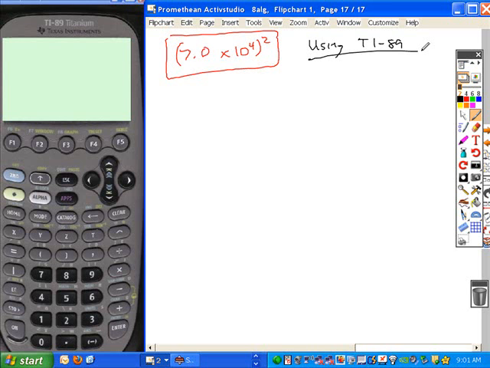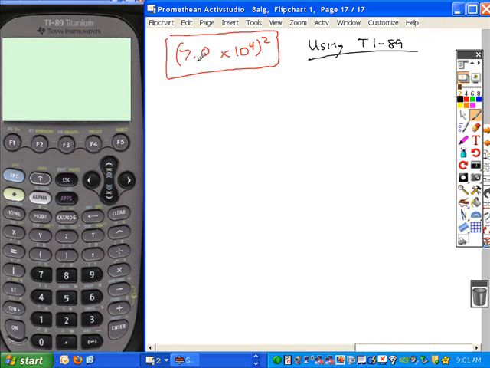Anybody know how to express scientific notation on your calculator? Caroline? Okay, so on some calculators it's E. On the TI-89s it's this double E button right here, third from the bottom left.